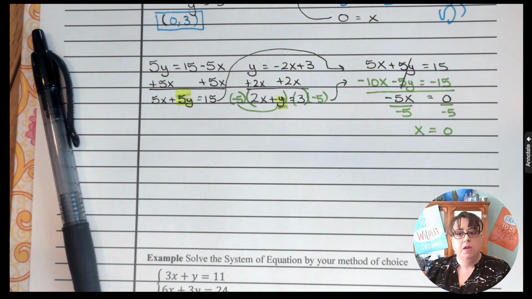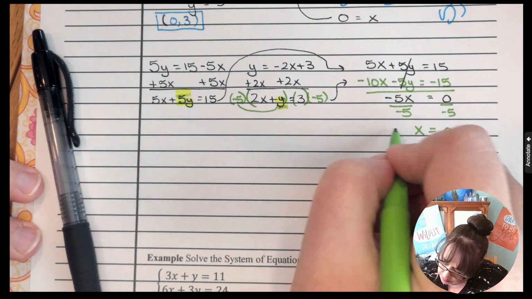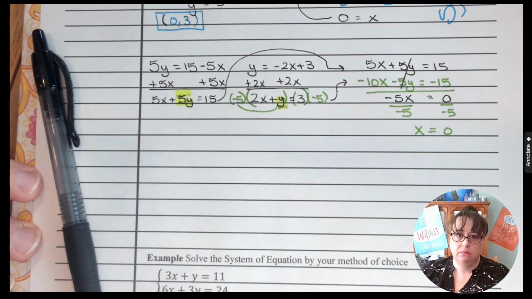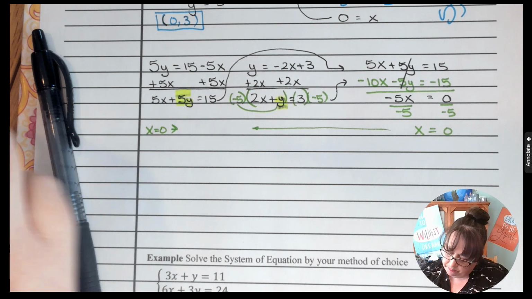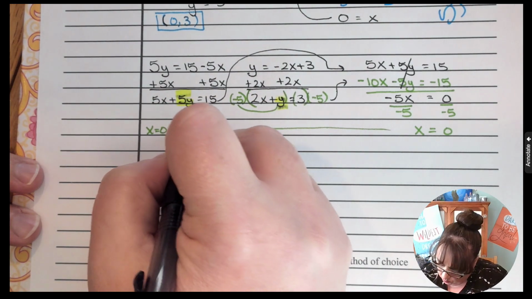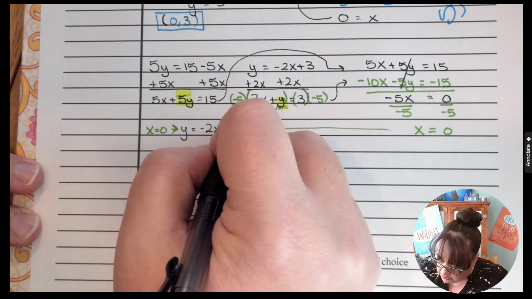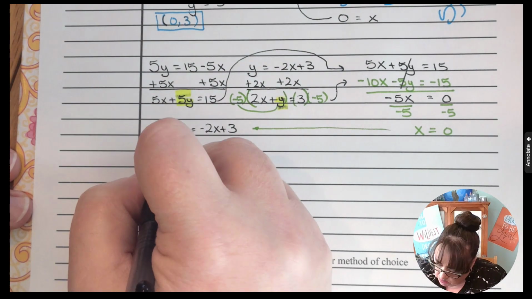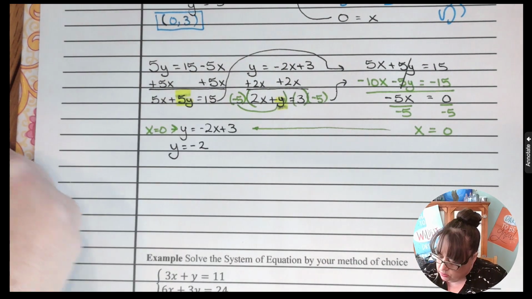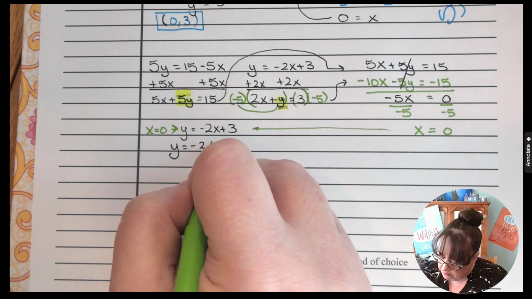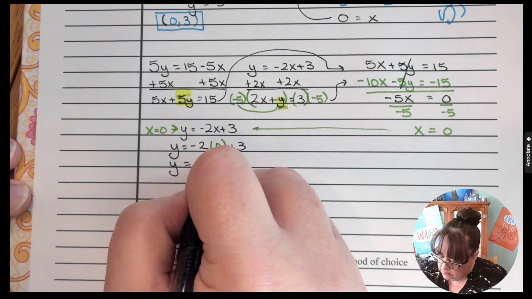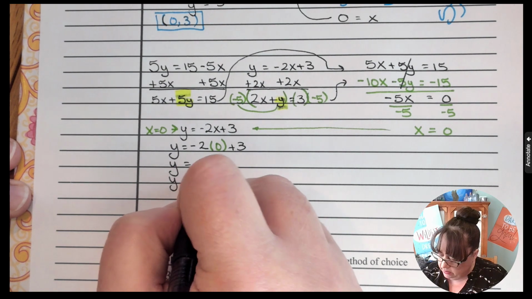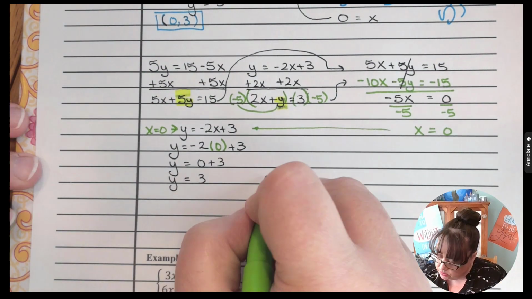Looks familiar. So now I'm going to go put that into one of the original, not one of the changed ones, but one of the original. I'm going to do it back into y equals negative 2x plus 3, just like I did before. So y equals negative 2 times 0 plus 3. So y equals 0 plus 3. So y is 3. So I have my answer, 0, 3.